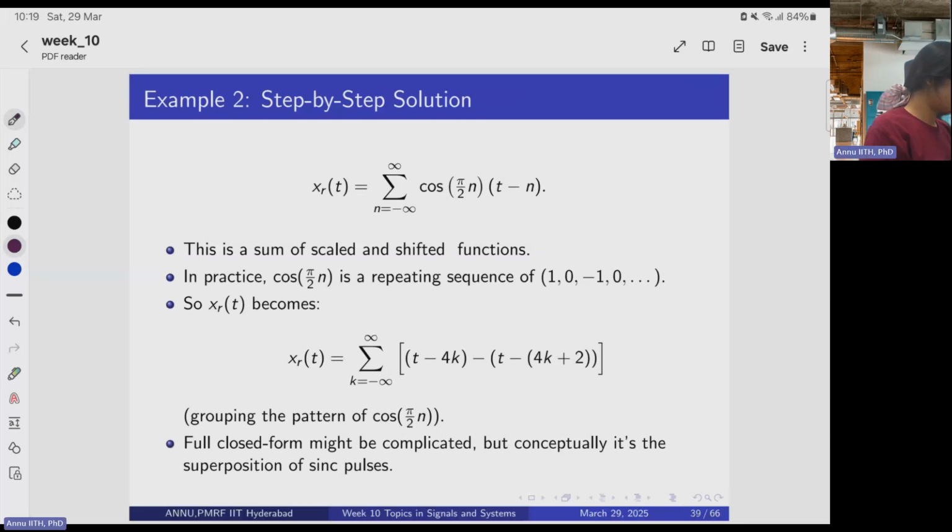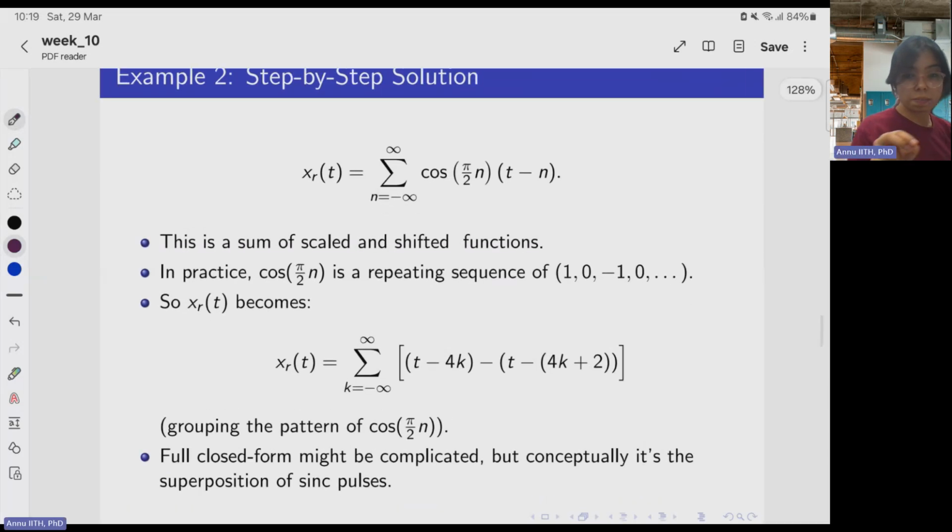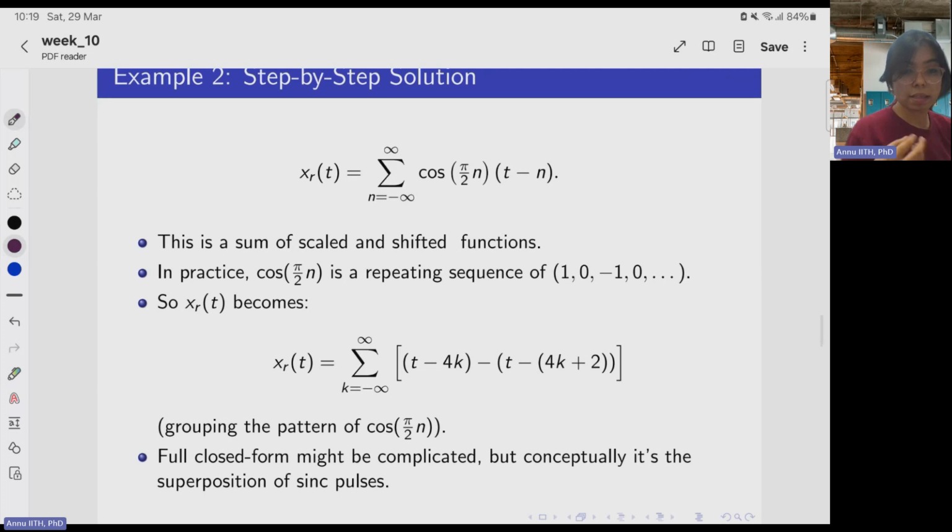Following the steps, cos(pi n by 2) times sinc of (t minus n). This is a sum of scaled and shifted functions. In practice, cos(pi n by 2) is a repeating sequence of 1, 0, minus 1, 0. So xr(t) becomes sinc(t minus 4k) minus sinc(t minus 4k plus 2), grouping the patterns of pi n by 2. A full closed form might be complicated, but conceptually it's a superposition of sinc pulses.